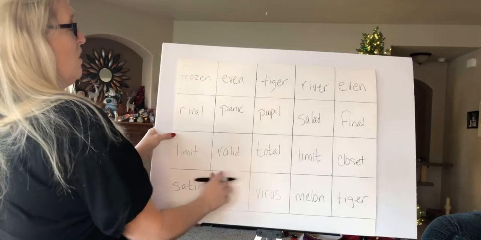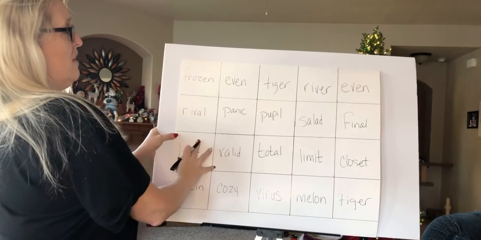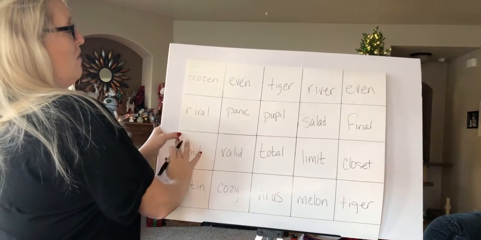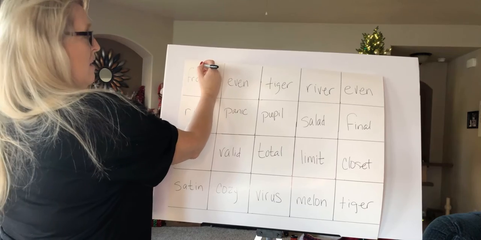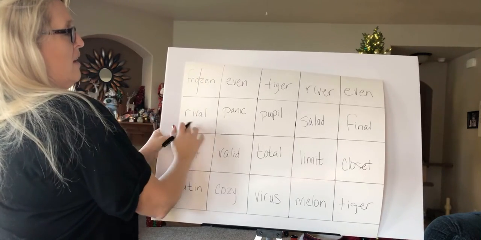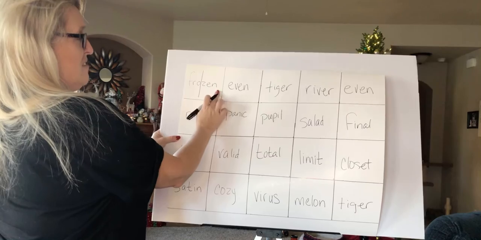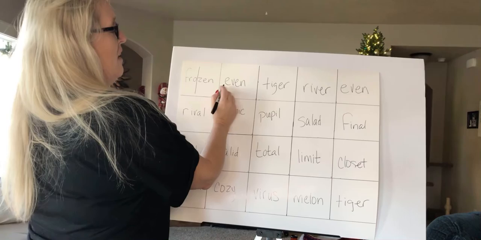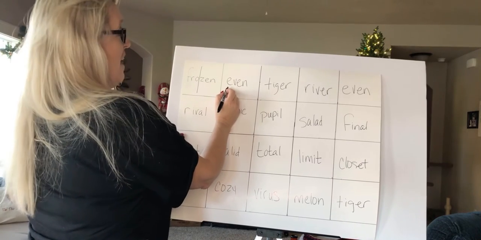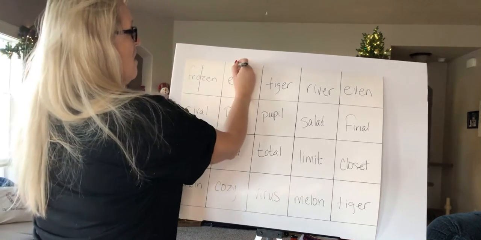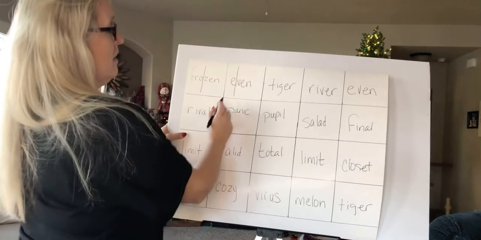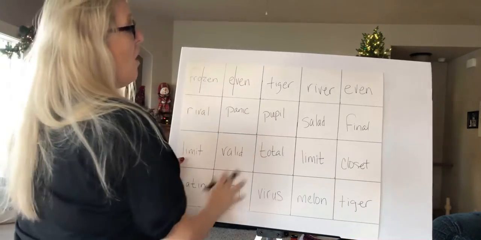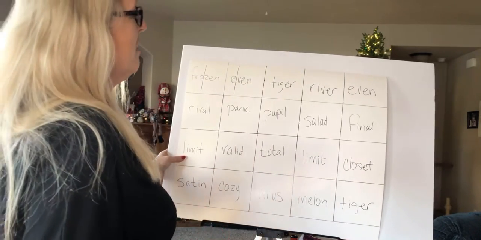Okay, our first word is frozen. Let's look at our syllable pattern. Vowel, consonant, vowel. Where would we divide? Is that right? Frozen. Correct. Now let's go on to our next one. It starts with the vowel, so we have our vowel, consonant, vowel. So we're going to divide it. Even, correct.